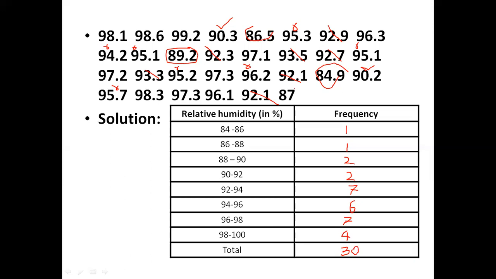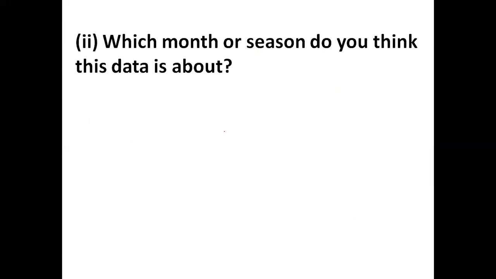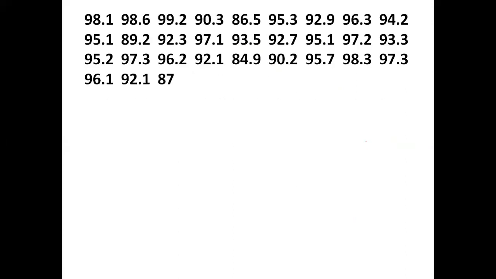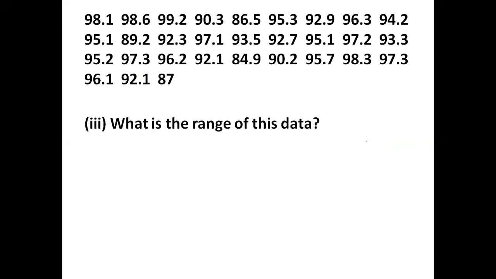So now if you see the frequency, this is what it is. And if we see the range over here, it is all high because it is starting from 84 itself. Usually we have high humidity during the rainy season. So we can conclude that the data appears to be taken in the rainy season because the relative humidity is high, with values starting from 84.